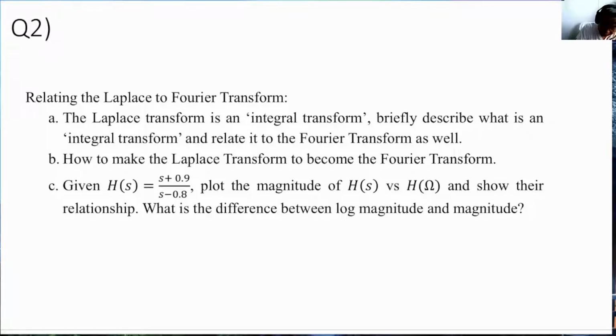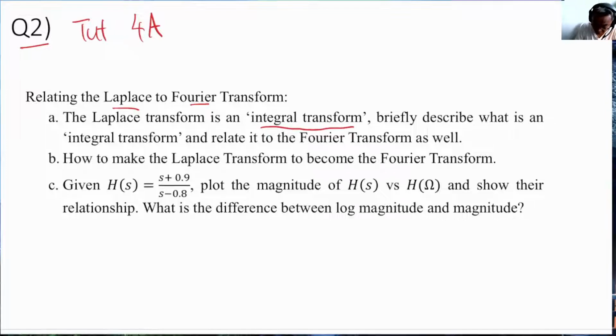This is tutorial 4A, the Laplace transform question 2. In this question, we are talking about the relationship between Laplace and Fourier. What has the integral transform got to do with Laplace? How do we make Laplace become the Fourier? And let us plot the Laplace transform of a signal h of t that has this h of s representation, and what does it mean? Let's begin.